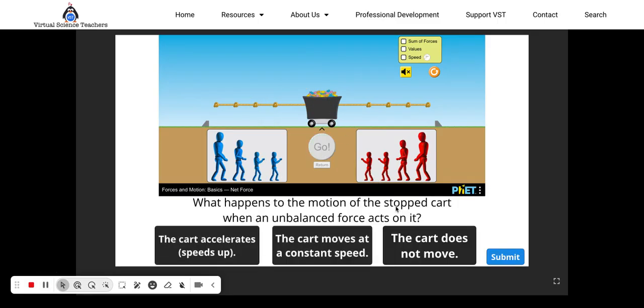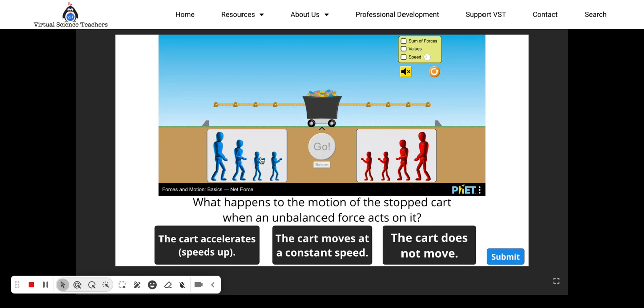What happens to the motion of a stopped cart when an unbalanced force acts on it? So unbalanced would mean that they're not equal. So like grab a big guy and then maybe grab a small guy, but as long as they're not the same size on each side of the cart, and see what happens. We also want to pay attention to the speed. Is it going at the same speed or is it accelerating where it's speeding up?